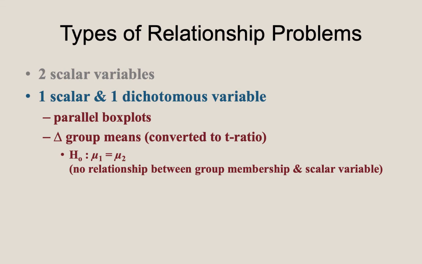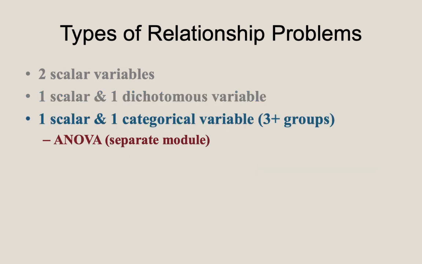Now, what do we do when we want to look at one scalar and one categorical variable, where the categorical variable has three or more categories? The statistical tool that addresses this is the ANOVA. This is the Analysis of Variance, NHST. There is an entire module on this, but we won't be focusing on this yet.